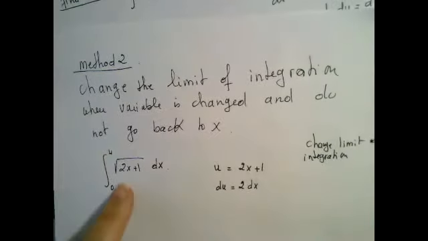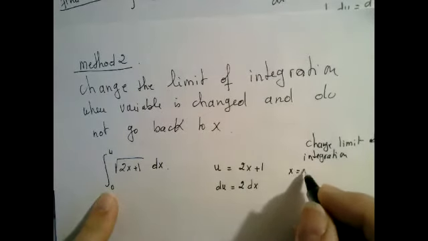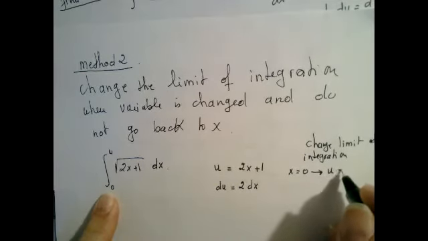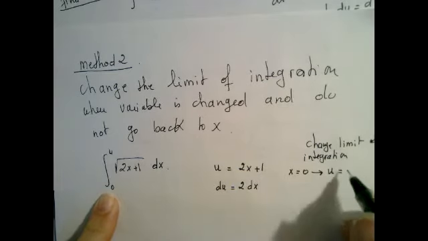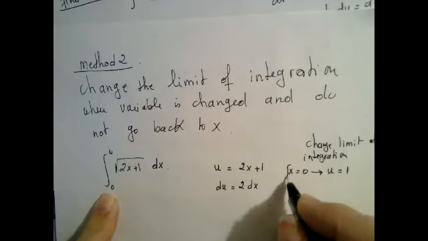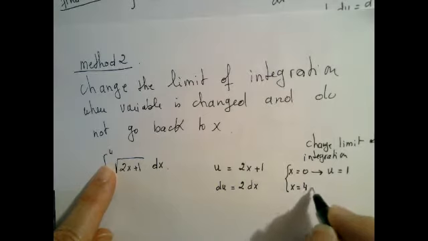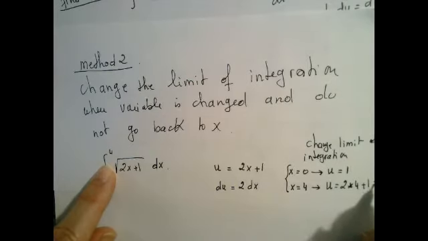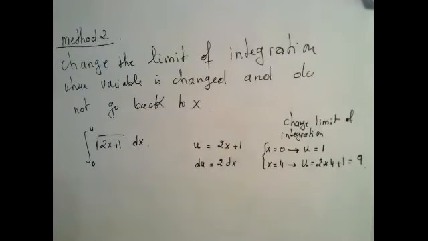I mean by that the following. I said that when the limit is 0, that's the lower limit, u will take the value, I substitute 0 in u. 2 times 0 plus 1, u would be 1. When x takes the value 4, u would be 2 times 4 plus 1, which is equal to 9. So I change the limit of integration.